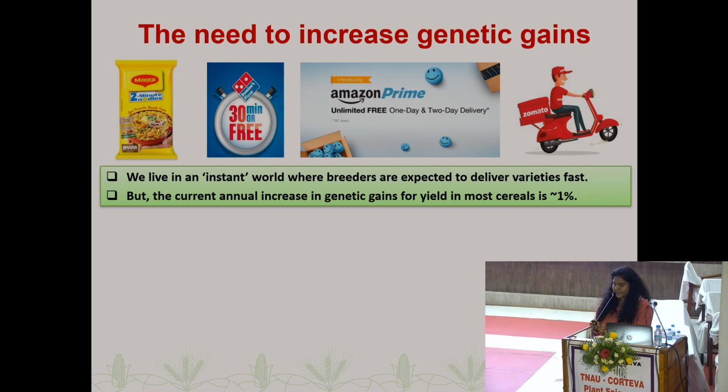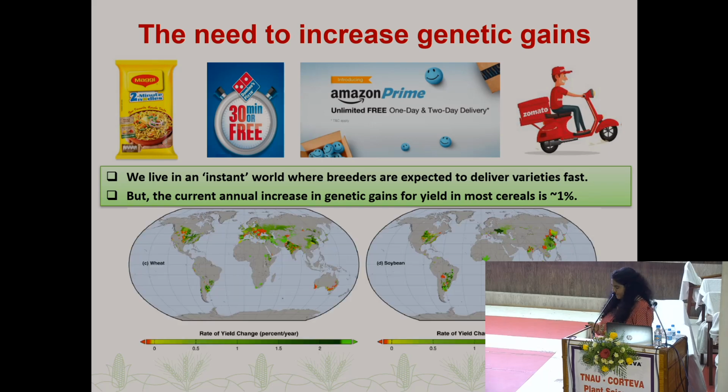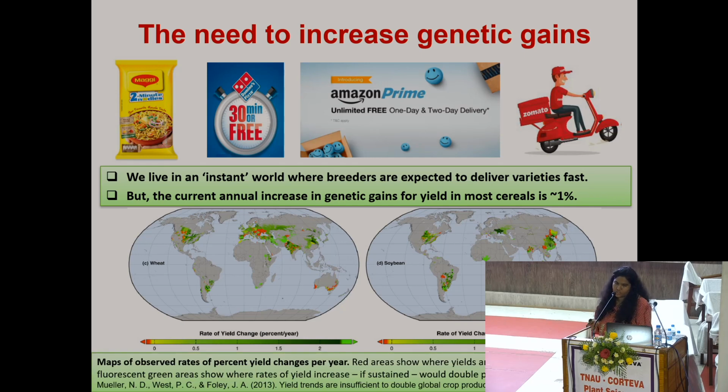If you look at this figure here, you can see that the current annual rate of genetic gain for most cereals is around 1%. So this 1% might not be sufficient to meet the global food demand. So what are we going to do to increase the production of food or crops or cereals, and how can we achieve that faster? That's what we're going to look at today.